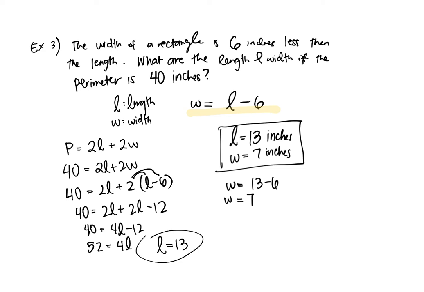Another way to put this would be to write it in a complete sentence. The length of the rectangle is 13 inches, and the width is 7 inches. However, just identifying L equals 13 inches, W equals 7 inches is fine, as long as you have those units.